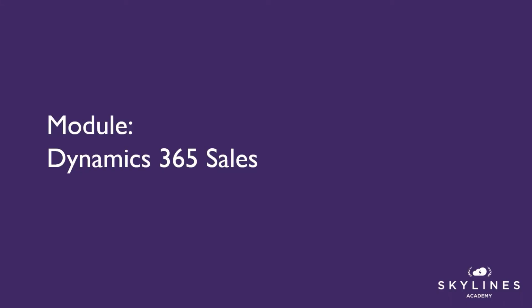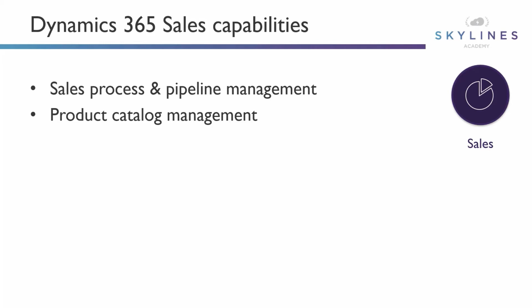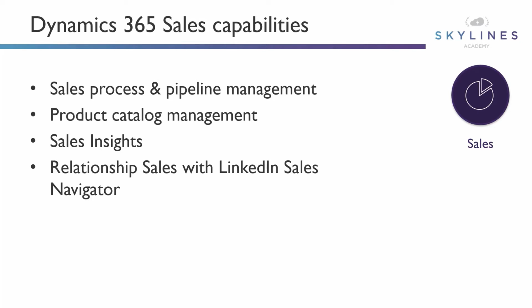In this module, we'll talk about the capabilities of Dynamics 365 Sales. Dynamics 365 Sales provides a broad set of features that support sales functions for organizations of all sizes. We'll cover these key capabilities in this fundamentals course: sales process and pipeline management, product catalog management, sales insights, and lastly, relationship sales with LinkedIn Sales Navigator.